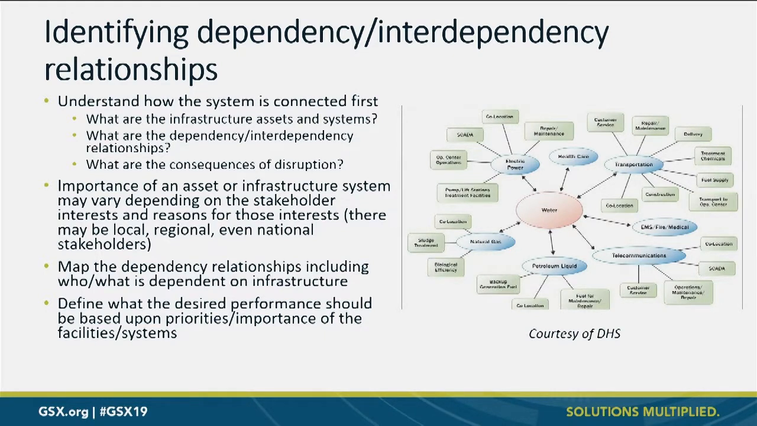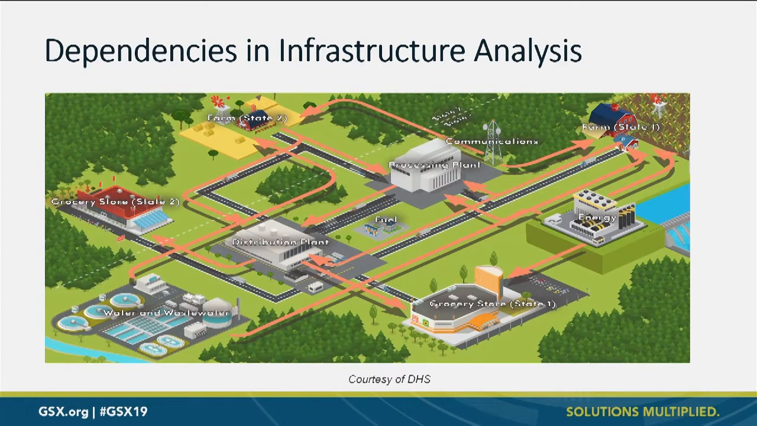So we map those relationships, including thinking about who or what's dependent on the infrastructure, and then define what the desired performance should be based upon the priorities and the importance of the facilities and systems. So that gives you a baseline of what you want a resilient recovery to look like. And then this is just an example of a regional network.